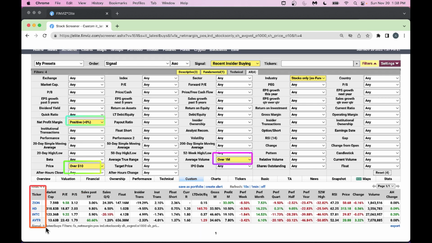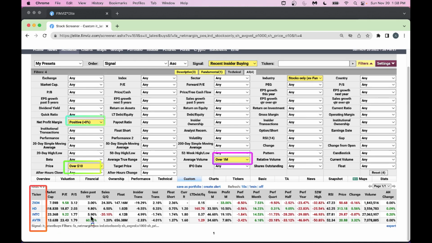Home Depot, Intel, Zion, AVTR. We look at the insider buying right here. We got insider transactions, recent insider buying. Even though some of them could be older here, on these there is a recent insider buying. You could look at these.